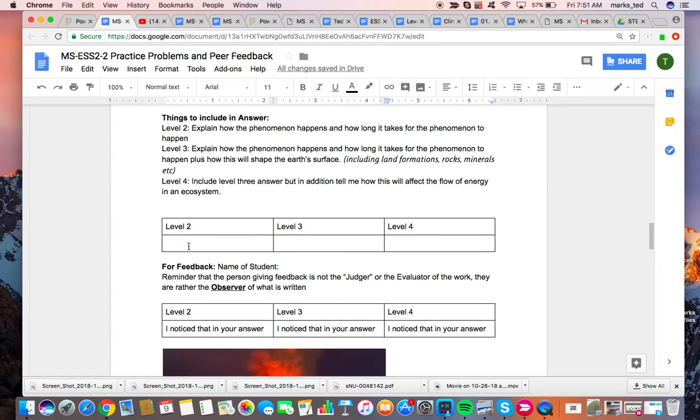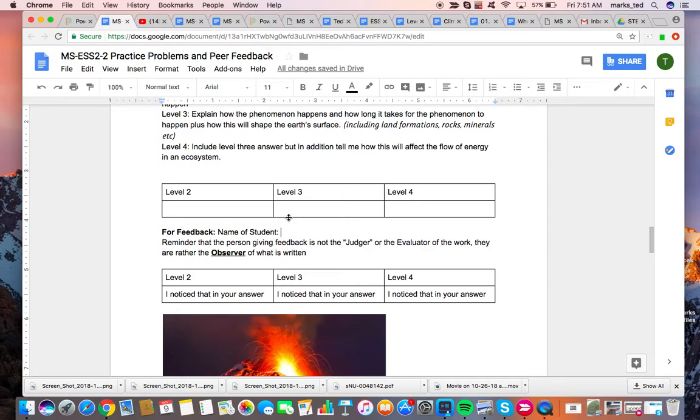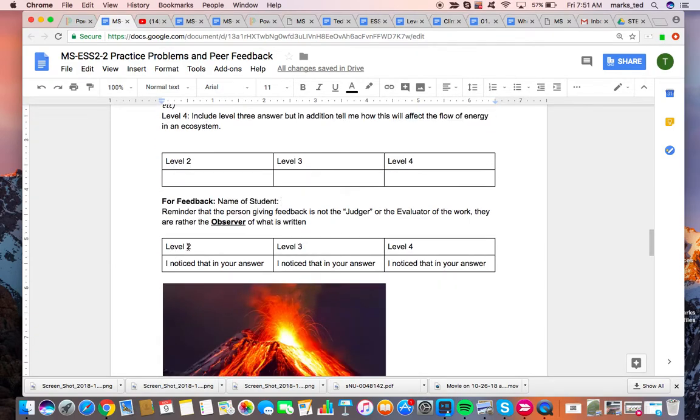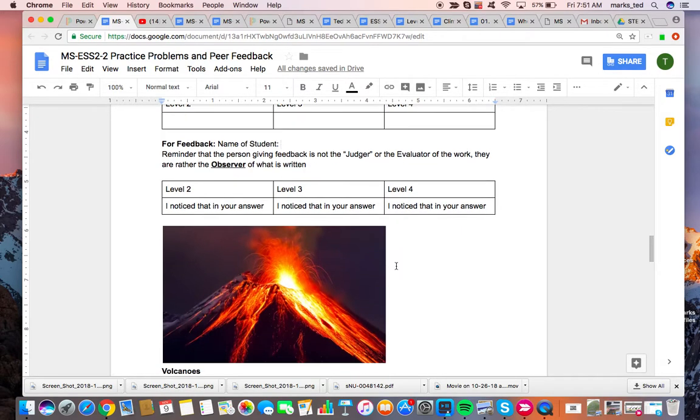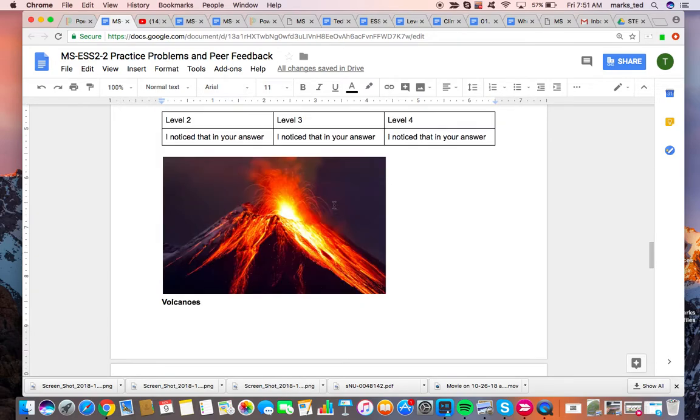This section says once you write in your answer, you must get somebody in your group to give you feedback, okay? For the feedback, you put the student's name here, and then if they did a level 2 answer, the feedback should go here in the level 2 box. I noticed that in your answer, okay? If they did a level 3, put the feedback here. A level 4, put the feedback here. Please write the feedback out. Do not tell them the feedback. We want to see that you got written feedback.